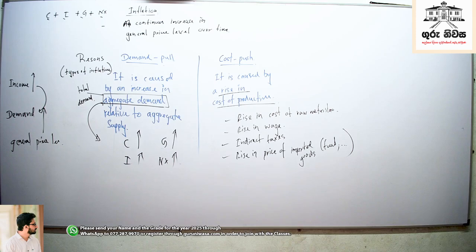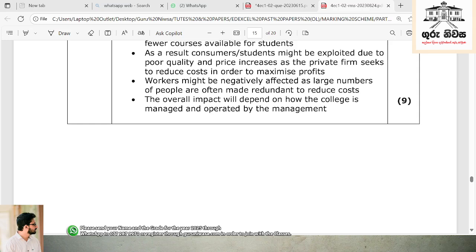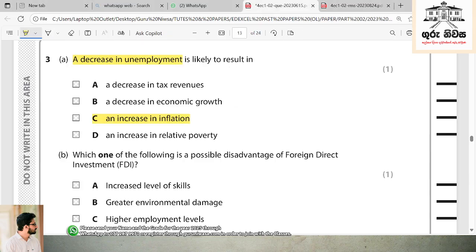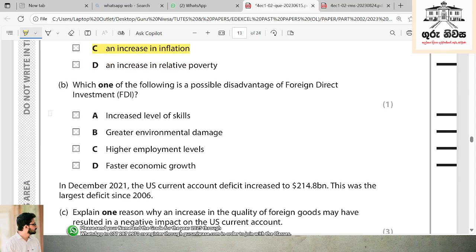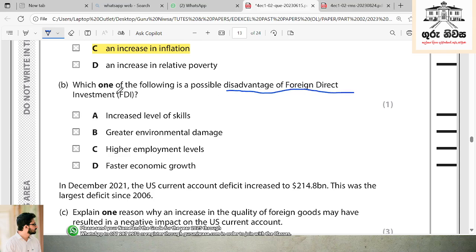Right. Second question. Now here the answer is number one. Sorry, C. Right. Second part B. Which one of the following is a possible disadvantage of foreign direct investment (FDI)? What is meant by foreign direct investment?